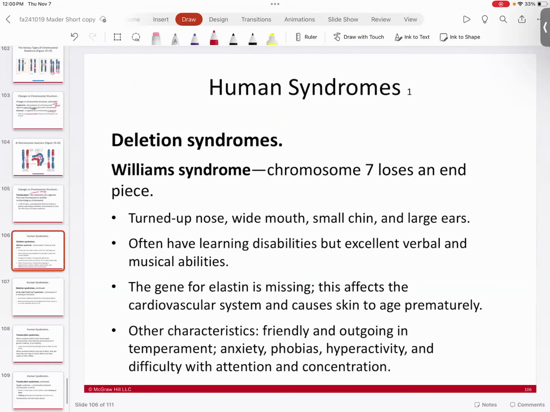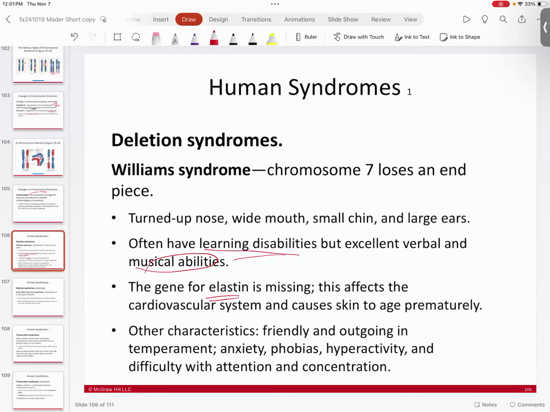Now, what are some deletion syndromes? Well, Williams syndrome, right? This is basically a chromosome 7 loss. So a couple of things you'll see, and these are all very generic. What happens here is the gene for elastin is missing. So you have a turned up nose, wide mouth, small chin, large ears. You'll have learning disabilities oftentimes here, but you have really, really good musical abilities and verbal abilities. So you kind of have like an accentuation of one and a depression of the other.